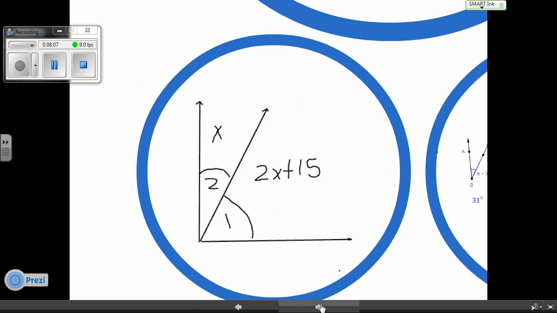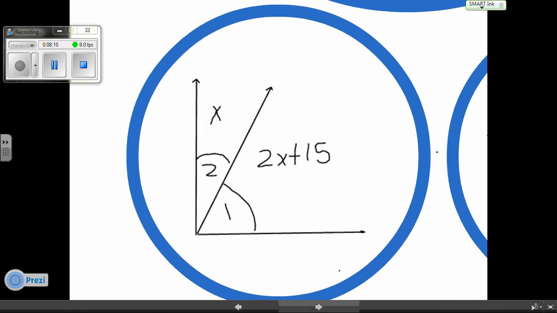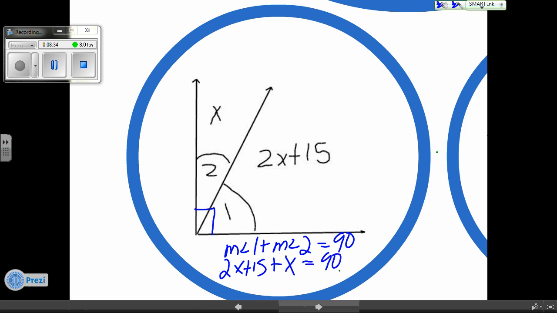Next slide. Now we have a problem here. We should put in our right angle box. And so if we were to set this up, we notice that they are adjacent complementary angles. And the measure of angle 1 plus the measure of angle 2 should equal 90. And we substitute in: measure of angle 1 is 2x plus 15 plus the measure of angle 2 is x equals 90. Then we get 3x plus 15 equals 90. We are going to subtract 15 from each side, and we get 3x equals 75, x equals 25.